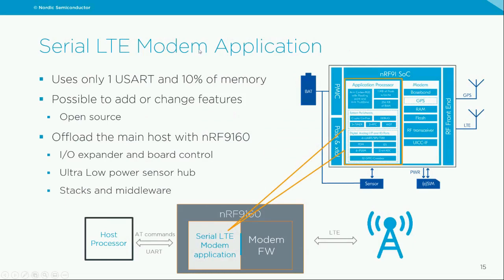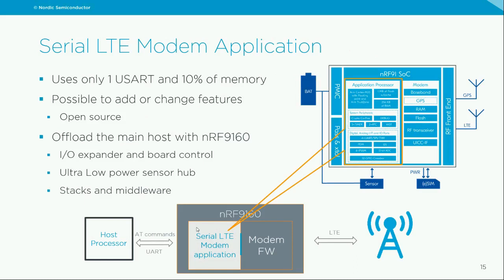This serial LTE modem application basically uses one UART and around 10% of the available memory on the application processor, so that you have a lot of memory and resources left inside the 9160 when using it as a serial modem. It's very encouraging to see that some of you are still very happy with this approach, simply because 9160 is very low power, and low power is important for you. So you want to have the lowest possible power modem in your application, and thereby go and select the 9160.